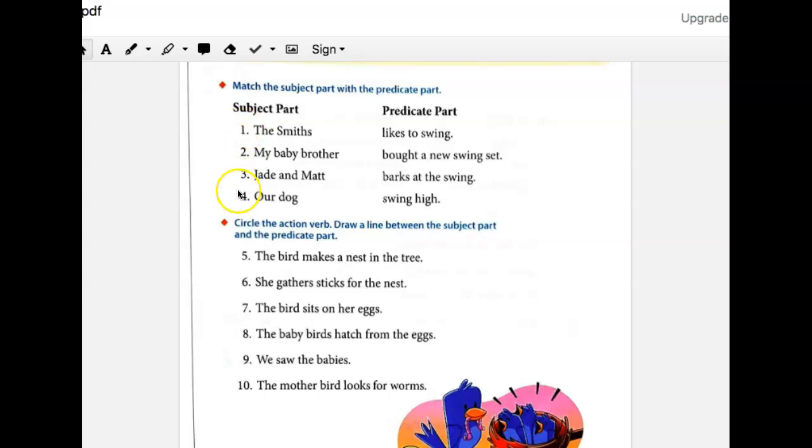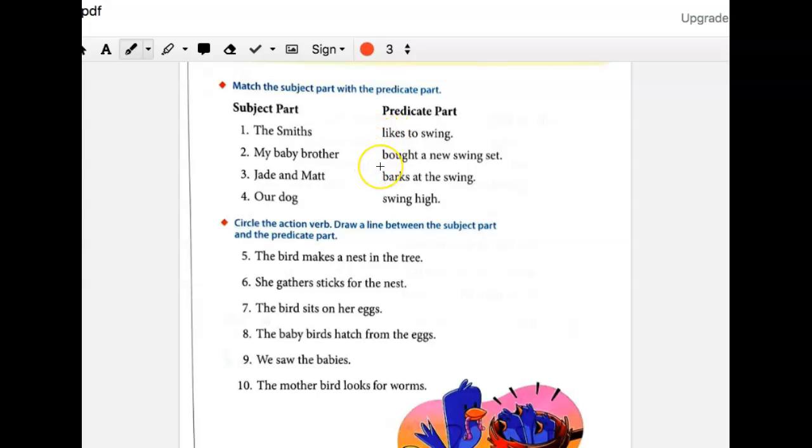Numbers 1 through 4, you're going to match the subject part with the predicate part. Let's try them together. The Smiths do what? The Smiths likes to swing. That does not make sense because the Smiths mean more than one person, and when a verb has an S at the end, that means only one subject is doing the action.